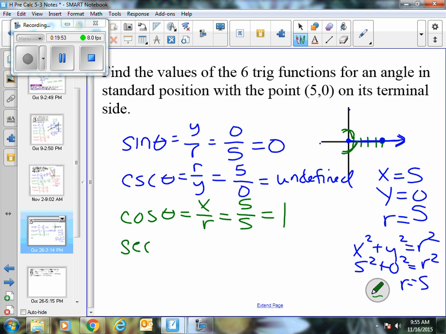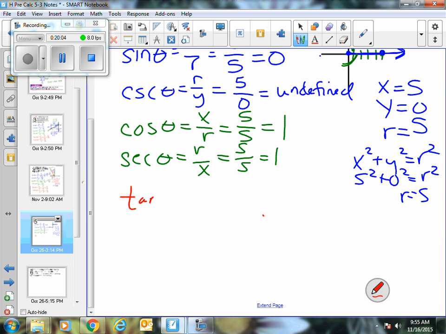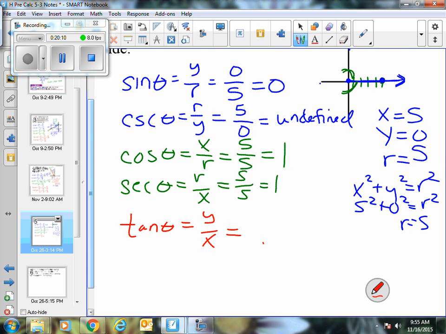All right, so secant then, r over x, would still be 5 over 5, still be 1. So the reciprocal of a 1 is always a 1. Okay, let's talk about tangent. So tangent of that angle, y over x. Okay, think about slope. It's horizontal. What should the slope of a horizontal line be? Well, it should be 0, and let's see that it is. So y is 0, x is 5, so we get 0. So think of it as a slope. It's horizontal, got to have a slope of 0.